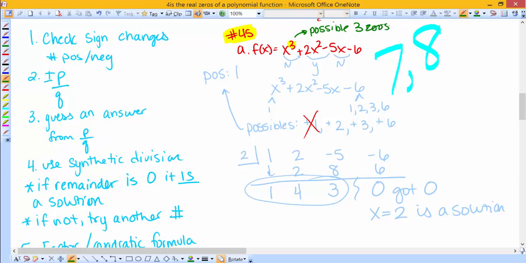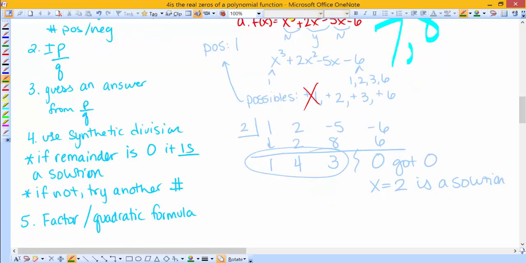Possible 3 real zeros. I have found 1. How many are left? Hopefully you're saying 2. So when I'm going to rewrite 1, 4, and 3 as a polynomial. I have found 1 solution. So what is left? 2. So this is 1x squared plus 4x plus 3.